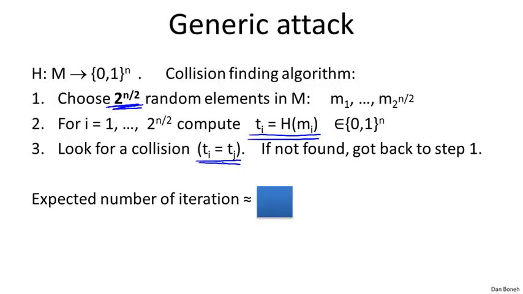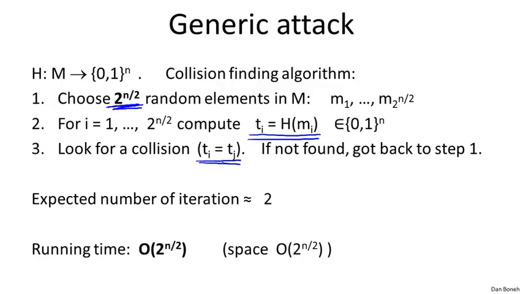So let me ask you then, in that case, how many times do we have to iterate this algorithm before we actually find a collision? Well, since each iteration is going to find a collision with probability 1/2, we have to iterate about 2 times in expectation. And as a result, the running time of this algorithm is basically 2^(n/2) evaluations of the hash function. Notice also this algorithm takes a lot of space, but we're going to ignore the space issue, and we're just going to focus on the running time.